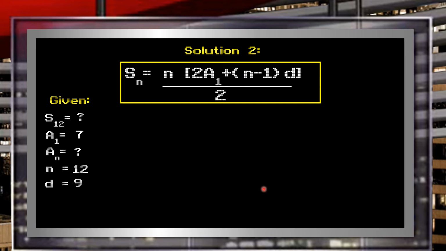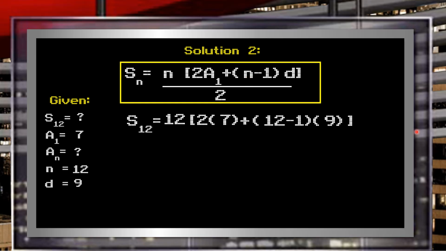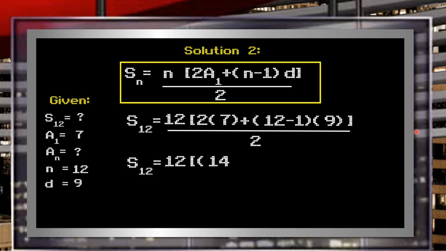So, let us substitute. S sub 12 ang ating nawawala. N natin is 12 times the quantity, laging 2 yan ha, laging times 2. And ang first term natin ay 7 plus ang n natin ay 12 minus 1. And ang difference natin ay 9 divided by 2. Okay, now, let's solve. S sub 12 is equal to 12 times 2 times 7 is 14 plus 12 minus 1 is 11 times 9 divided by 2.